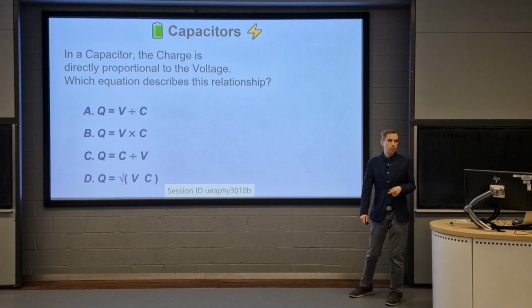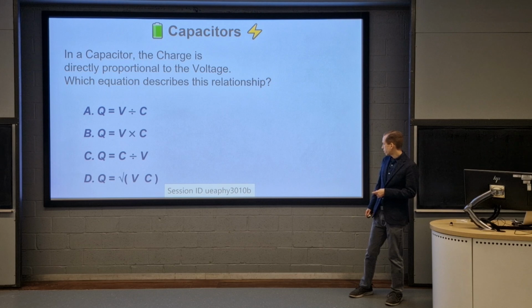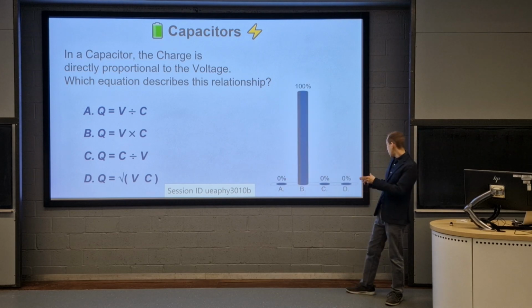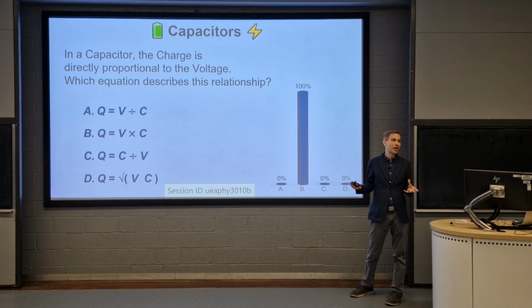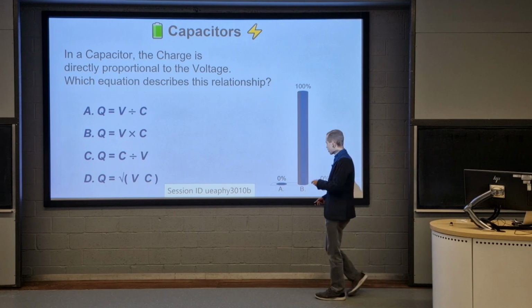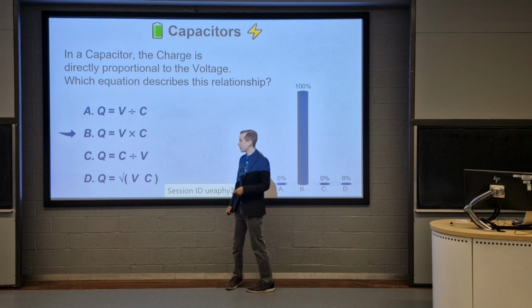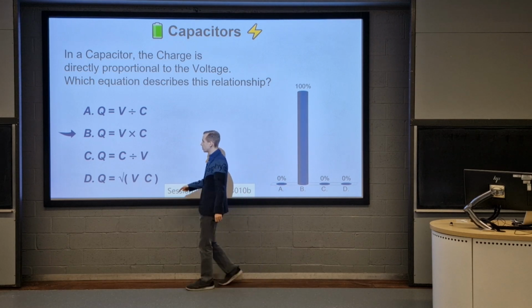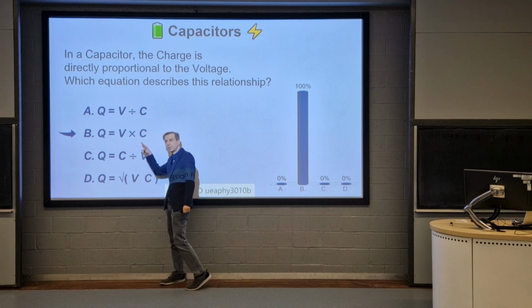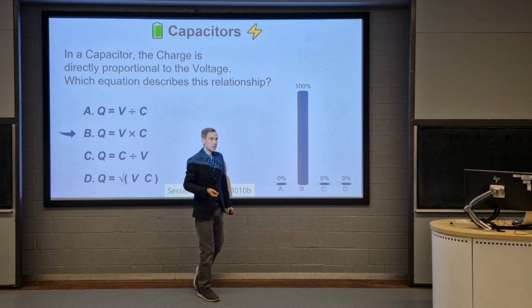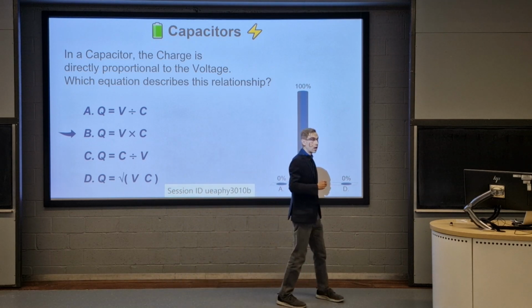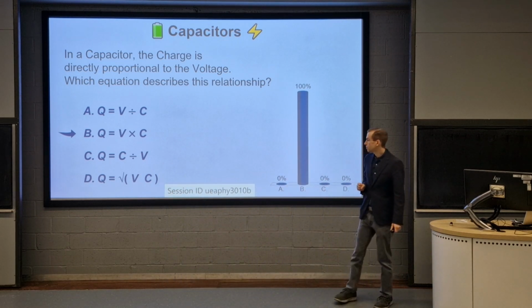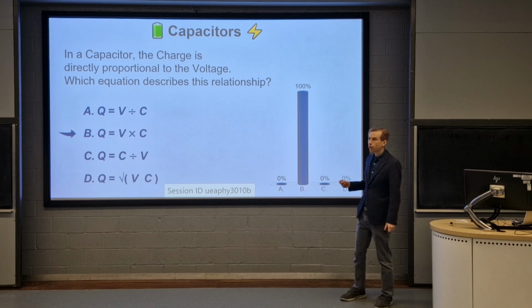Okay, very good. Let's see what everybody thinks for this one. All right, fantastic, 100%. This is what I like to see. So very well done, everybody, with this question. The correct answer is option B. Our charge is directly proportional to the voltage, and for the constant of proportionality, we use this capital letter C here. That's what defines how big our capacitor is. So very well done, everybody, with that question.